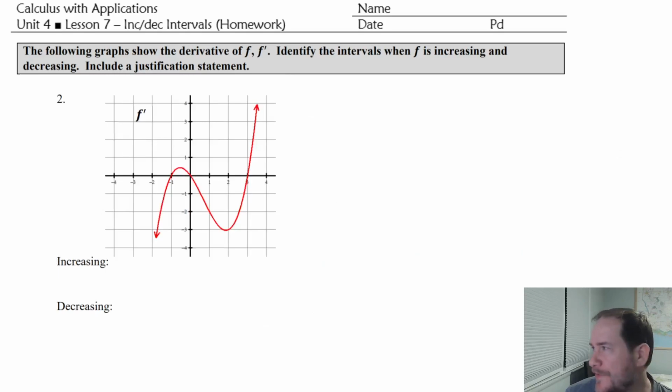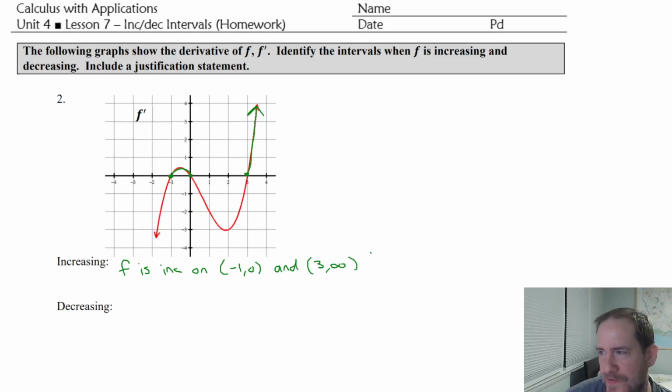So number 2 is more of the same. Again, just look for those increasing, decreasing intervals by looking for where the derivative is positive and negative. So I see the derivative positive here between negative 1 and 0, and then positive from 3 to infinity. So on those green intervals, we can say f is increasing on the 2 intervals that go from negative 1 to 0 and from 3 to infinity. And again, your only justification is to say because f prime is positive there.